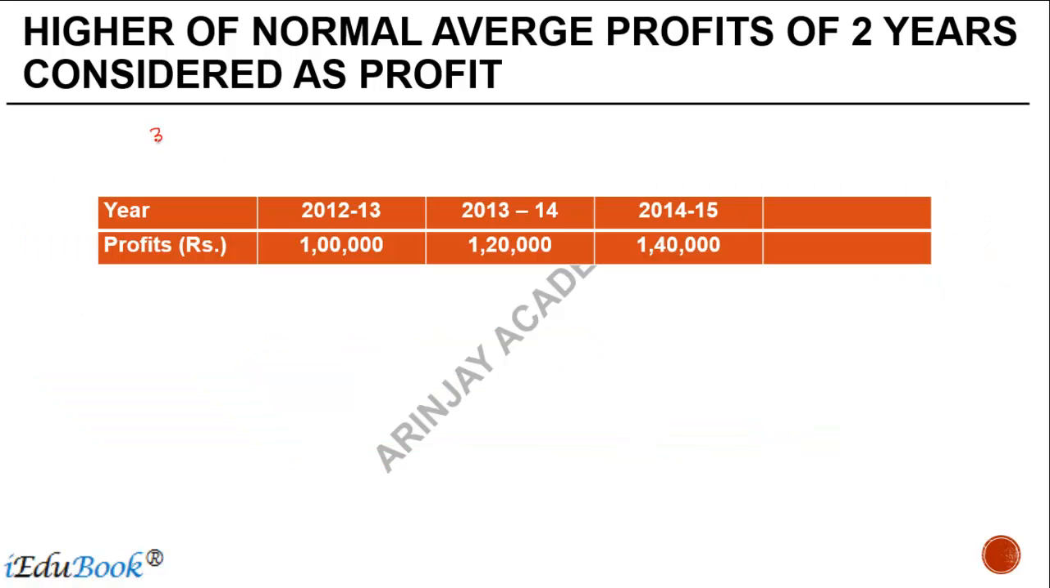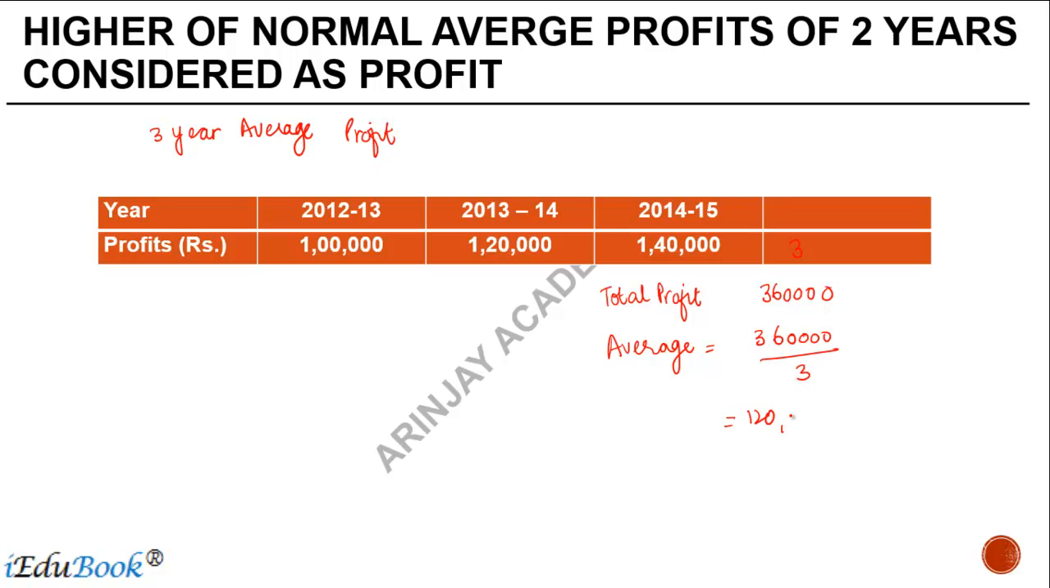So first let's look at the 3 years average profit. The first 3 years, how much is the total? 1 lakh, 1,20,000 and 1,40,000. The total is going to be 3,60,000. That's the total profit. So what will be the average profit of 3 years? It is going to be 3,60,000 divided by 3, or 1,20,000.